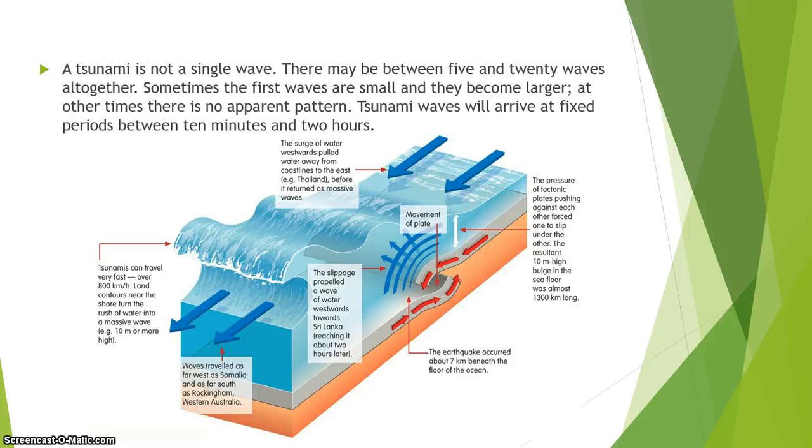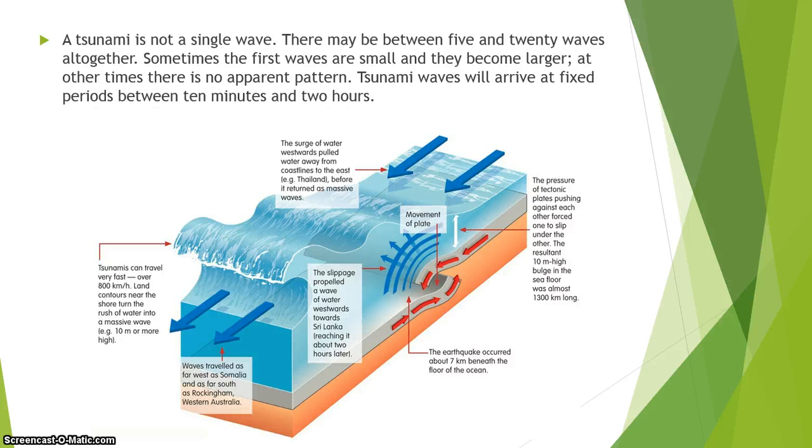Okay, so an important point to understand is that a tsunami is not a single wave. There may be between 5 and 20 waves altogether. Sometimes the first waves are small and they become larger. At other times, there is no apparent pattern. Tsunami waves will arrive at fixed periods between 10 minutes and 2 hours. Okay, again, here's another short film looking at how tsunamis are formed.